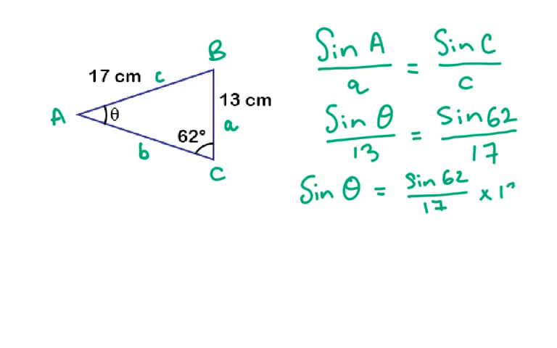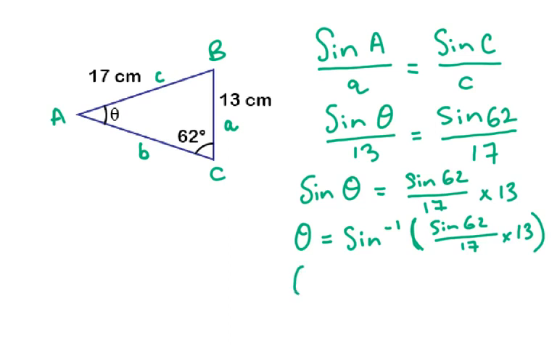times by 13. Now theta is still not on its own. Like normal trigonometry, the opposite of sine is sine minus 1. Please be very mindful of how you're putting this onto your calculator. The brackets are important. However, once it's in the bracket, you can write it like this and BIMDAS will just follow naturally on your calculator. Close the bracket and then we'll be able to find out what theta is.